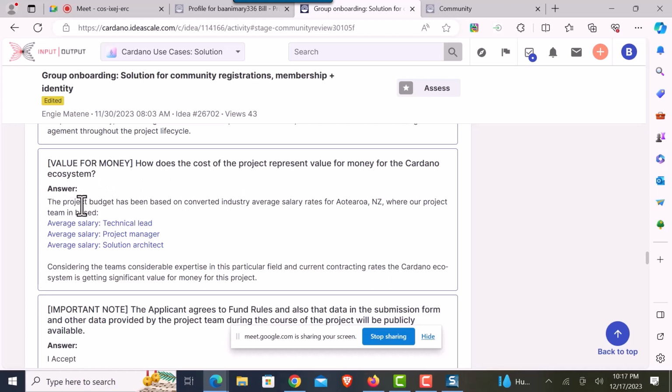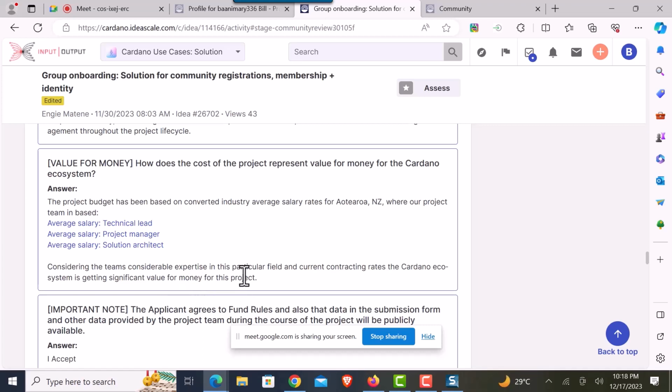So he is saying the project budget has been based on converted industry average salary rates for Aotearoa NZ, where our project team is based. Average salary. So these are actually sites you can move to verify them, but because of time, okay, let's say considering the team's considerable expertise in this particular field and current contracting rates, the Cardano ecosystem is getting significant value for money for this project.